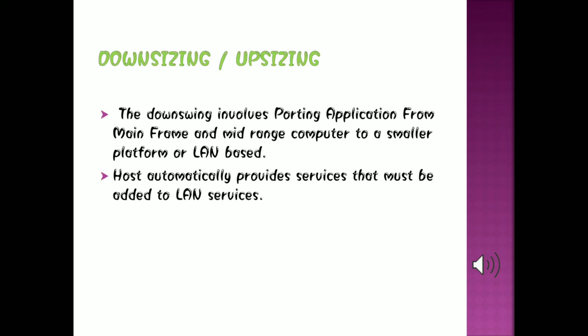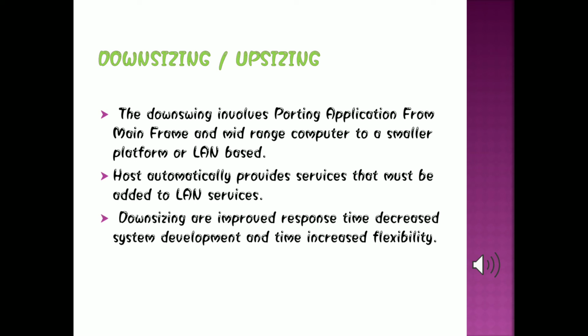On this slide, I would like to clarify the downsizing and upsizing of the content. Downsizing involves porting applications from mainframe and mid-range computers to the local area network. This kind of LAN communication system gives the maximum level of inputs to the receiving server, and it is responsible only for a local area network system. The host automatically provides the service that must be added to the LAN service. It is a unique difference between the minimum level of mid-range computers or normal level of integration to the part of the data.